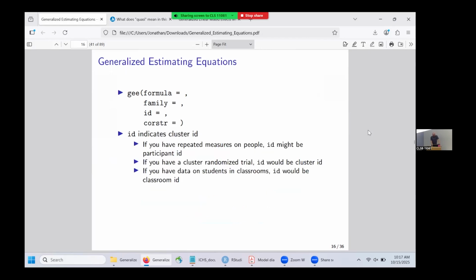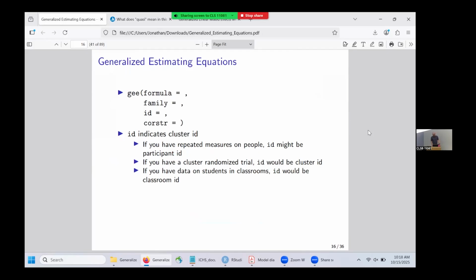Okay, what about id? id indicates cluster ID. There's also an id parameter for when we were working with the package lme4, and the function was glmer, if I remember correctly. So id indicates cluster ID. If you have repeated measures on people, id might be the participant ID. If you have a cluster randomized trial, id would be the cluster ID. If you have data on students in classrooms, id would be classroom ID.